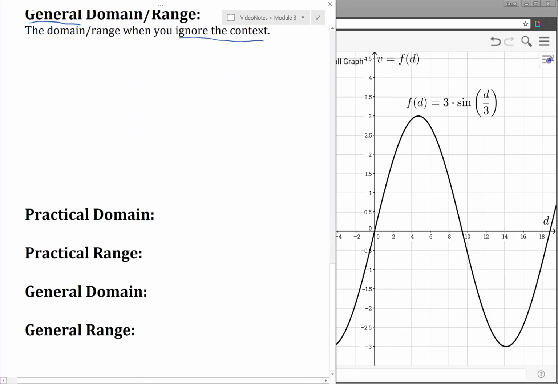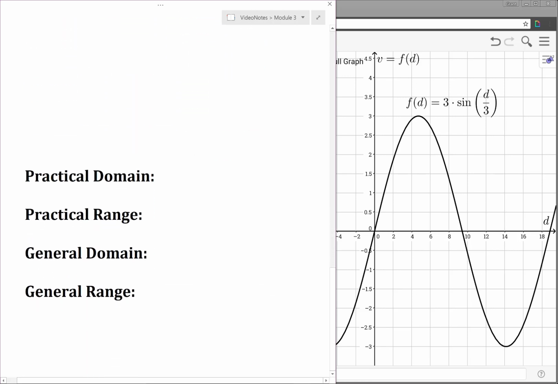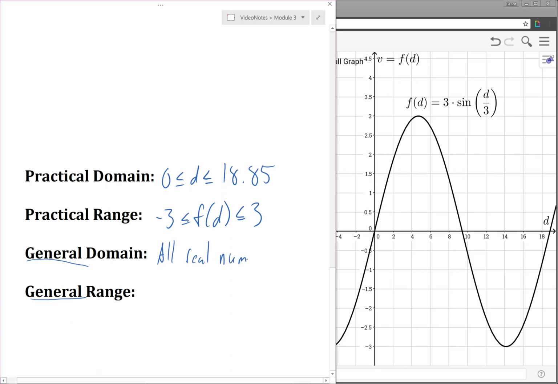So let's go back to this context we've been looking at. We decided that the practical domain, or the values of d that we can input to f within the context of the problem, was all values of d between 0 and 18.85, and the practical range was all values between -3 and +3. However, if we ignore the context and just look at the general domain and general range, the general domain was all real numbers. There were no restrictions on the input, and the general range was still the same. It was still all values between -3 and +3.